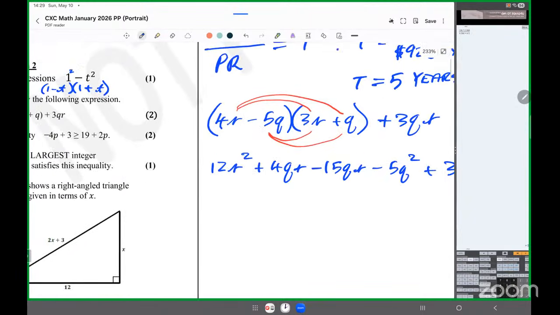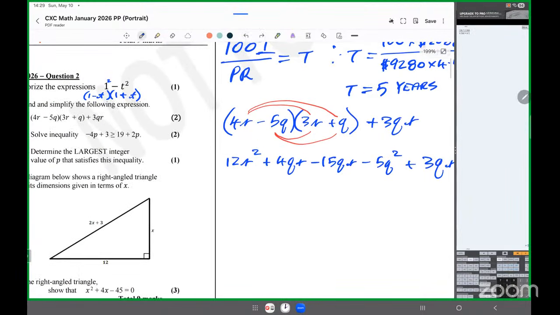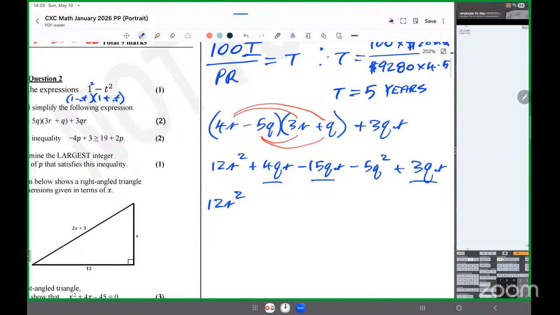So let's look at the like terms. This is the only square term there, so that stays 12r squared. Then the qr terms now. This one and that one are the qr terms. So that's negative 15 plus 7. What's that become? Negative 8.